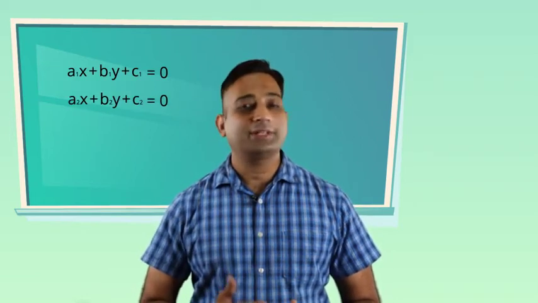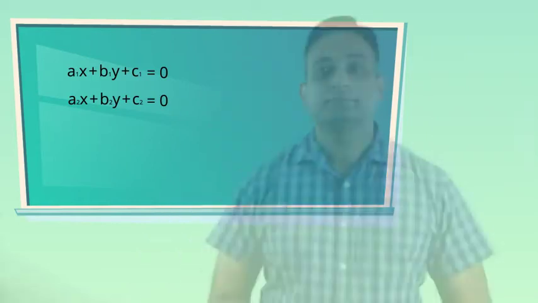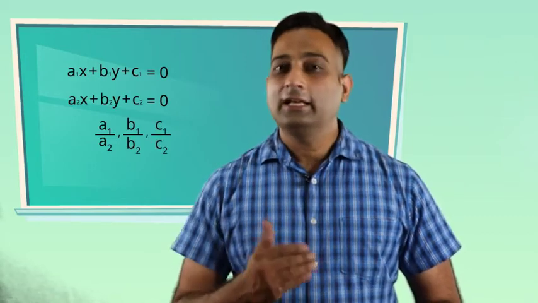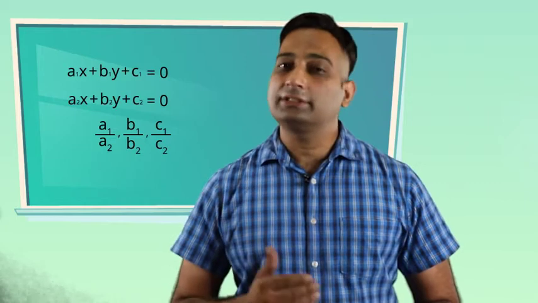Dear students, we have already learned that a1x plus b1y plus c1 equals 0 and a2x plus b2y plus c2 equals 0 represent a pair of straight lines in two variables. Now we will compare the ratios of these coefficients, that is a1 by a2, b1 by b2 and c1 by c2, to understand what these equations graphically represent.